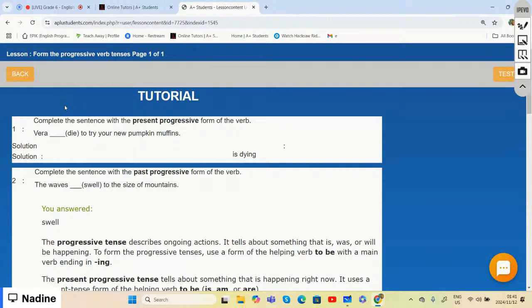All right, and if we were to choose or form the progressive verb tense, remember progressive verb tense, we said we have present progressive verb tense that's happening now. We have past progressive verb tense, which happened in the past, it is done. And we have the future progressive verb tense that will be happening.